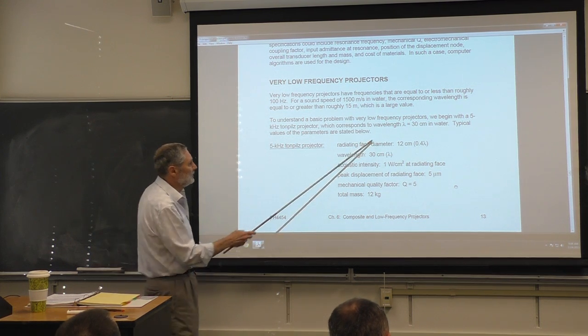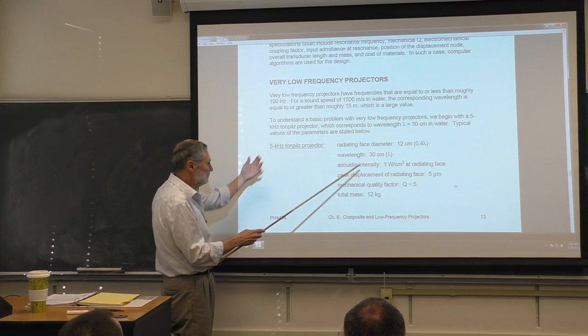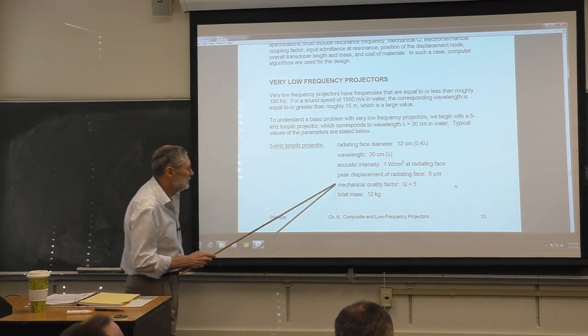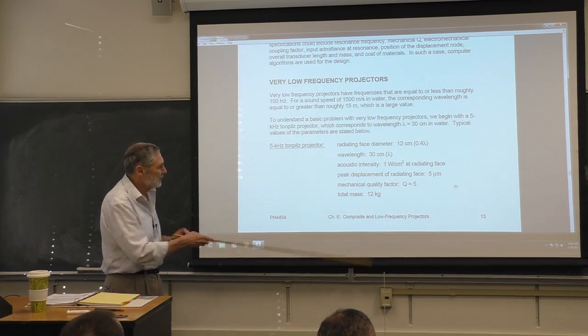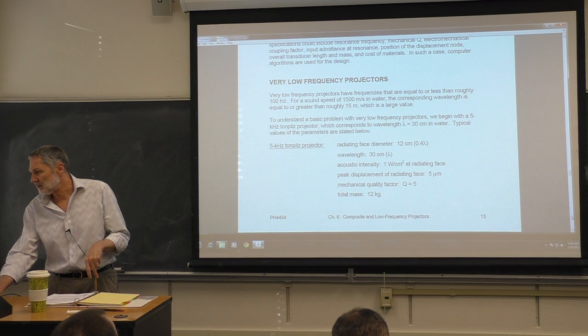Radiating face diameter, at 5 kilohertz, is 30 centimeters, as we dealt with previously. Intensity, peak, we're not really going to need these. Total mass is roughly that, heavier than what we were dealing with.